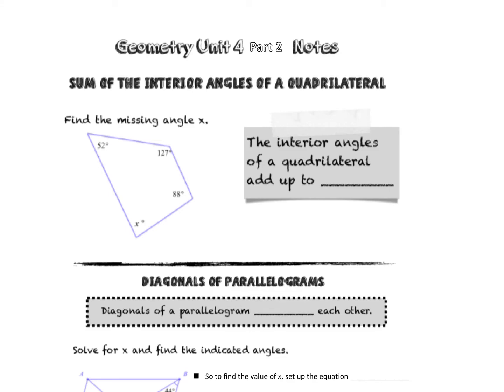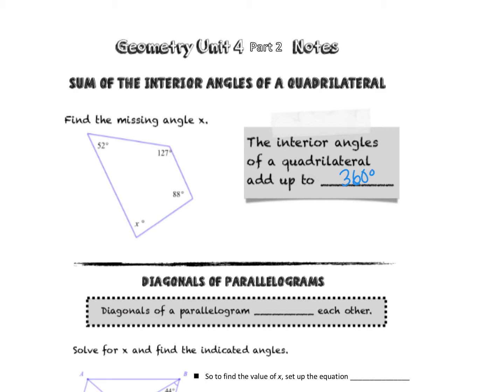Hey guys, so we're moving on to the 4.2 notes in geometry, and this one's talking all about the quadrilaterals again, like the entire unit is. The first thing is finding a missing angle in a quadrilateral. First thing you need to know is that the interior angles of a quadrilateral all add up to be 360 degrees. So a quadrilateral adds up to be 360 degrees.